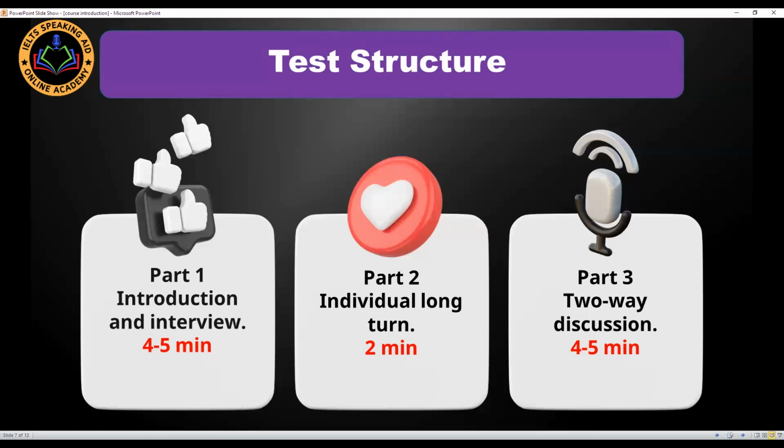If you remember in the band descriptor, under the very first marking criteria, fluency and coherence, there is something called coherent. Coherent means the logical flow of your speech. Logical flow means the arrangement of your speech. So you have to arrange your speeches properly. That's why they are giving 1 minute of preparation time in part two. So it's your work to use this 1 minute proactively.